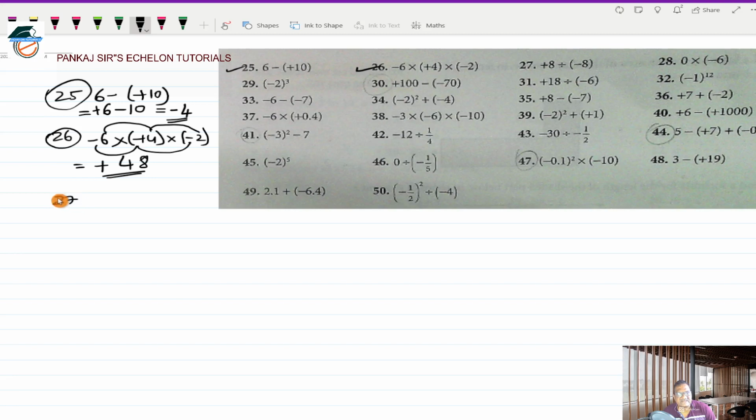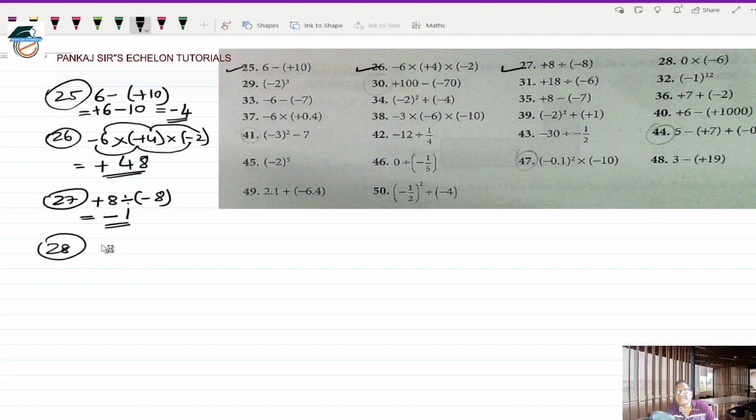27th. 27 is plus 8 divided by minus 8. Whenever there is division, then again, like multiplication, you have to divide the signs separately and then the numbers separately. So plus divided by a minus will always be a minus, and 8 divided by 8 will be 1. So my final answer will be minus 1. Minus 1 is the answer for the 27th, which is again correct.